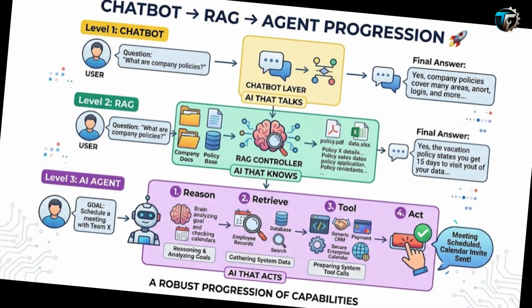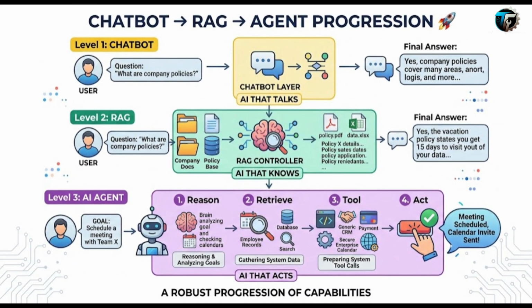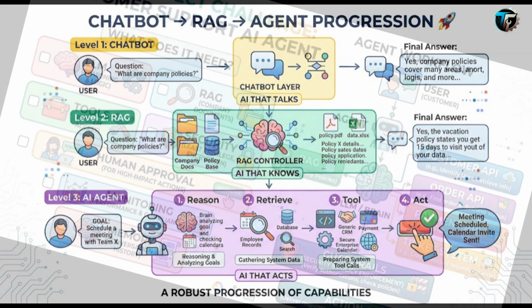Let's see how far we've come in this masterclass. Level 1. Chatbot, answer my question. Level 2. RAG, find relevant information and answer using it. Level 3. AI agent, understand my goal, retrieve information, use tools and take action. This progression is extremely important. We are moving from AI that talks, to AI that knows, to AI that acts.